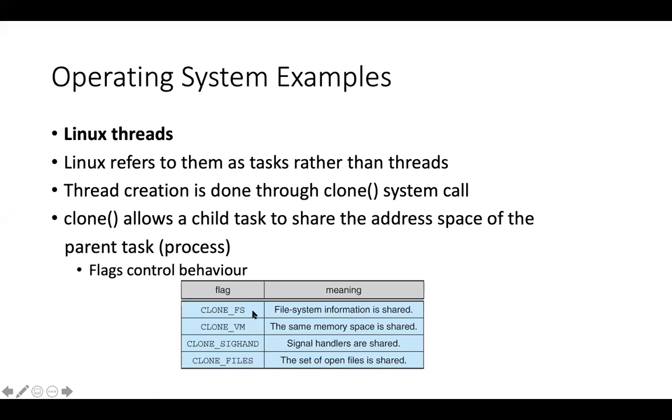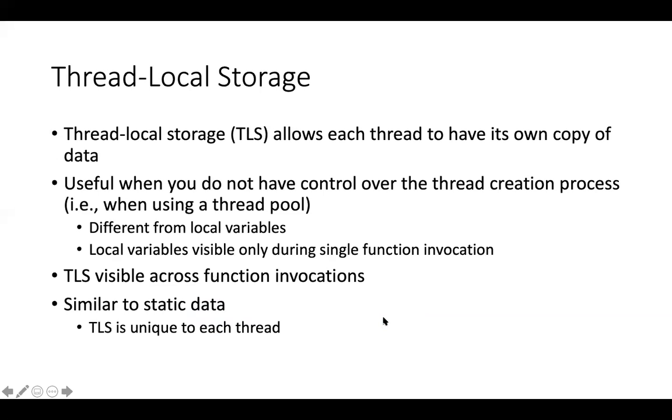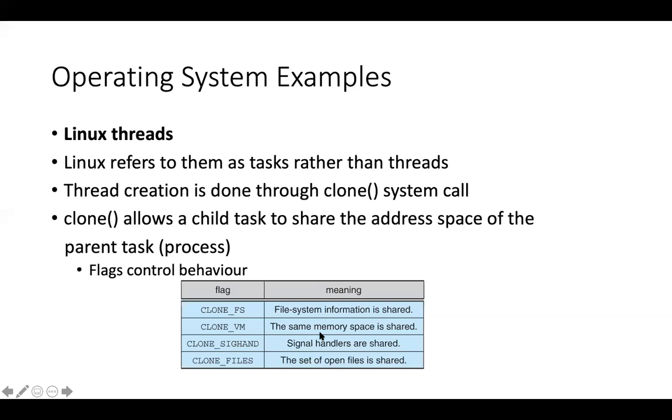And so we have different flags that control behavior, where we have clone fs, which is the file system information that is shared. Then we have clone VM, which is the same memory space that is shared. Then we have clone signal handlers, which are shared, and clone files, a set of open files that is shared. So these are just the syntaxes that are used in the Linux threads generally, by the operating system.